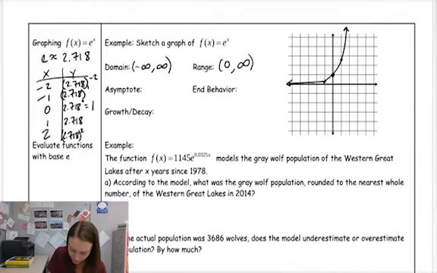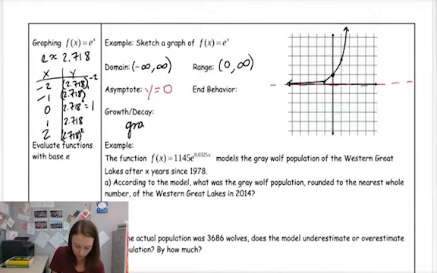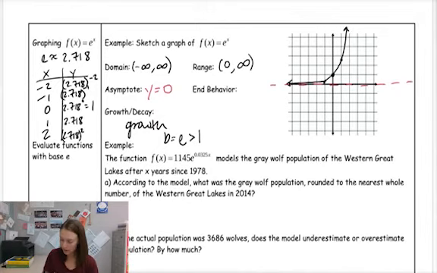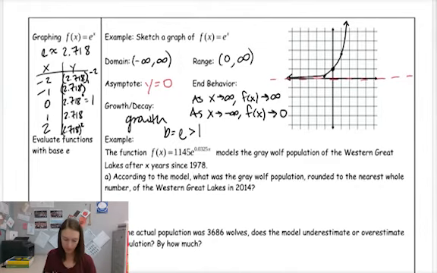I still have a horizontal asymptote, and I want you to draw the horizontal asymptote on your graph. If you do not draw it, I will take off points. So this is at y equals 0 because it hasn't been shifted up or down. This is a growth function because our base, which is e, is greater than 1, which makes it growth. And our end behavior: as x approaches infinity, f of x approaches infinity. As x approaches negative infinity, f of x approaches 0 because of our horizontal asymptote.